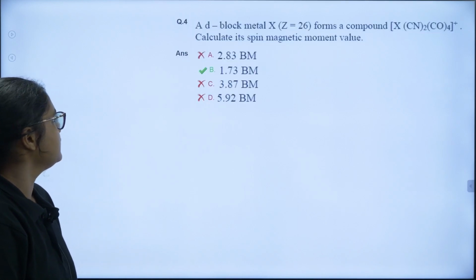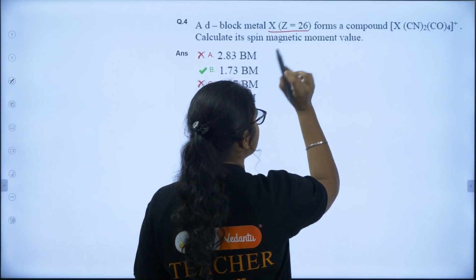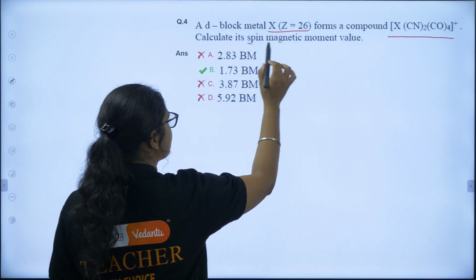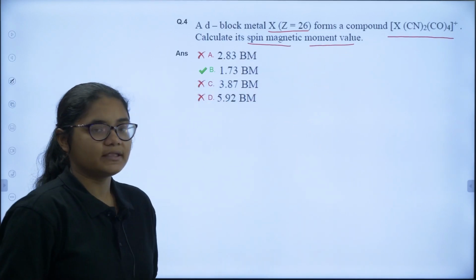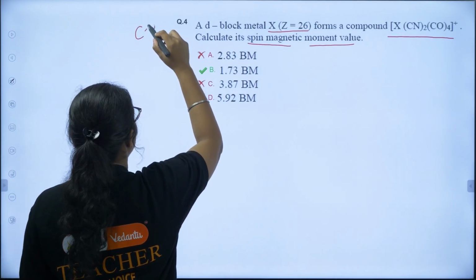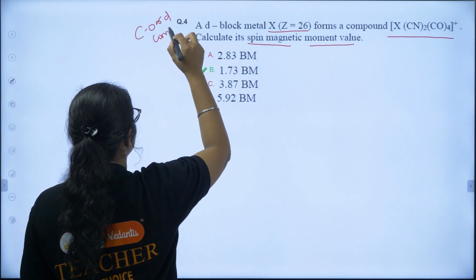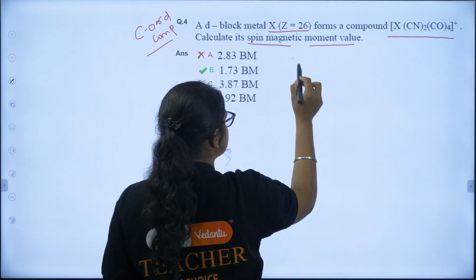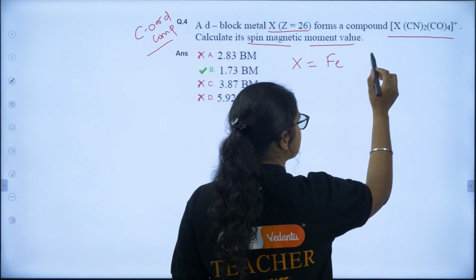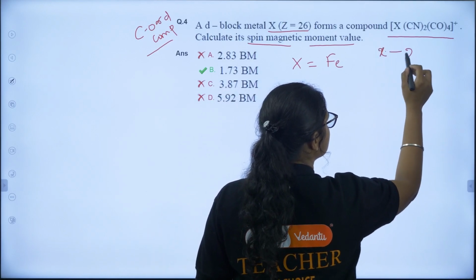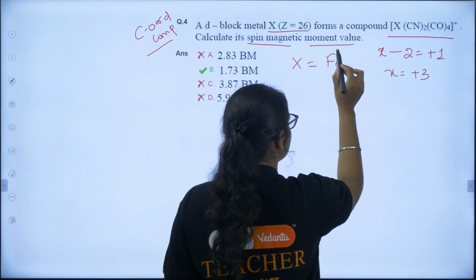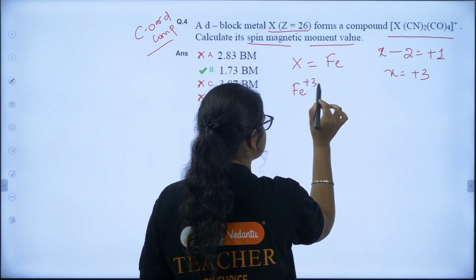Now let us see the next one. A d-block metal with Z equal to 26 forms a compound of [X(CN)2(CO)4]+. Calculate the spin magnetic moment value. Here many students might have made mistakes. This question is from your coordination compounds chapter, right? If Z is equal to 26, then X is iron, right? Now what will be the oxidation state of iron here? Let it be x minus 2 is equal to plus 1. So we will get x is equal to plus 3. So Fe in the plus 3 state, what will be the configuration? 3d5.